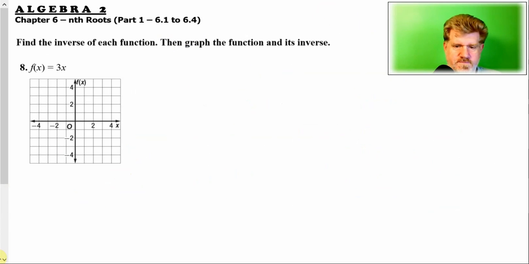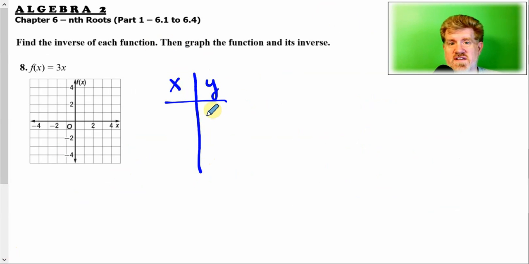Okay. Inverse functions. An inverse function is where you flip the x's and y's. That's all you're doing. You're flipping the x's and y's. That's it. So if I wanted to graph this function, I'm going to graph it with a table of values. I'm not going to worry about any kind of slope intercept form. I'm just going to pick 3 numbers for x. Okay, and I can tell you right now they're not going to fit.